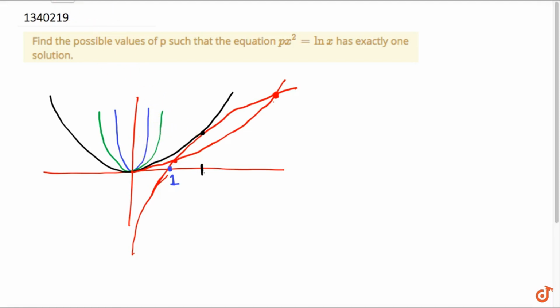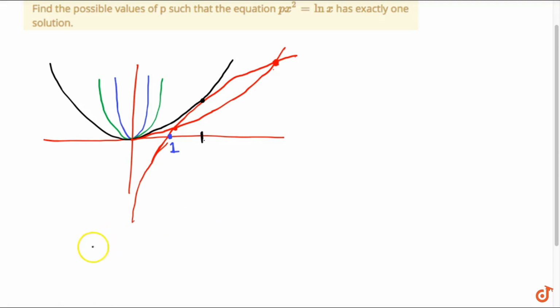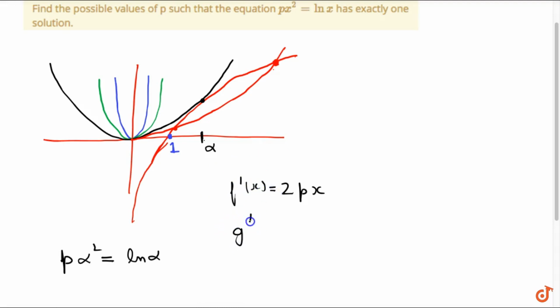So basically let's start. Let's say that this value is alpha. So we can say that p alpha square is equal to ln alpha. So now let's differentiate both sides. So we get 2px as f dash x, and g dash x is equal to 1 by x.